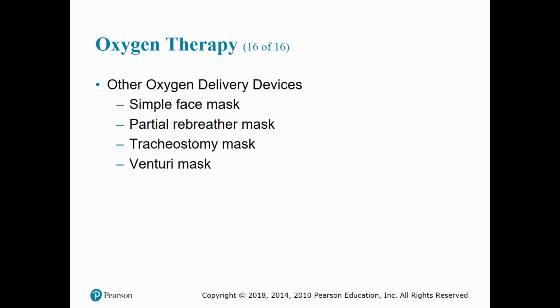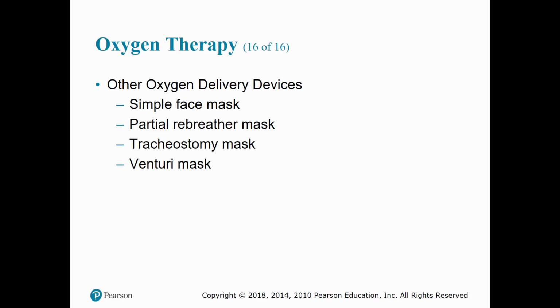The partial rebreather mask looks similar to the non-rebreather, but is equipped with a two-way valve that allows the patient to rebreathe about 1/3 of his exhaled air. The flow rate is typically set at 10, but it should not be less than 6. Partial rebreather masks can provide oxygen concentrations between 35 and 60%.